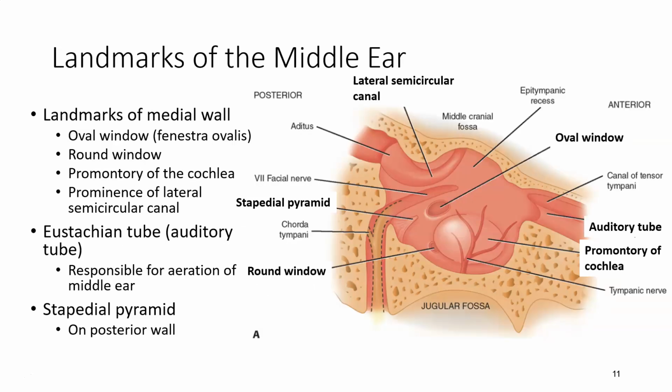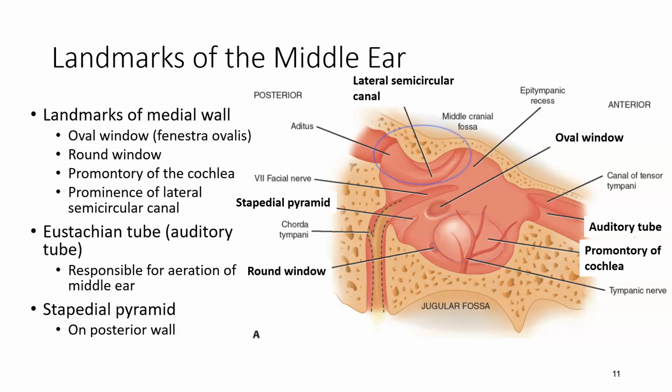If you look at the cavity that the ossicles are in, there are a few important landmarks on that cavity. You find them on the medial wall, meaning the side of that cavity that's toward the inside of the head. There's the oval window that leads to the inner ear. There's also the round window, another connection to the inner ear. There is a projection where you see where the cochlea on the other side of the middle ear in the inner ear is located.